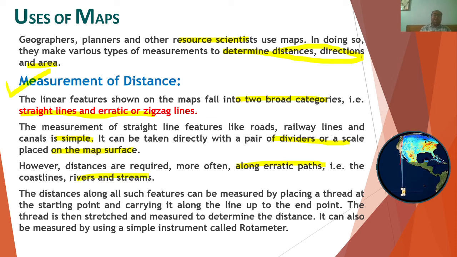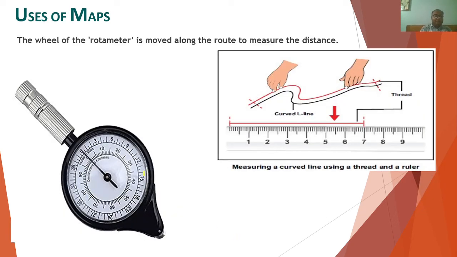The distance along all such features can be measured by placing a thread at the starting point and carrying it along the line up to the end point. The thread is then stretched and measured to determine the distance. It can also be measured by using a simple instrument called a rotameter. So we can use a simple instrument which is known as a rotameter. This is an example of a rotameter.